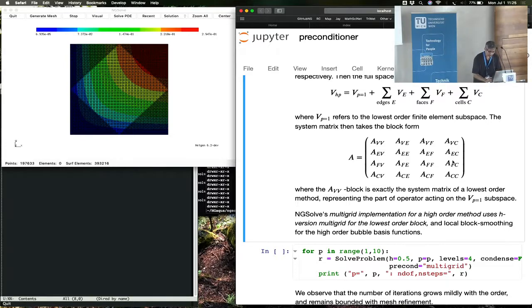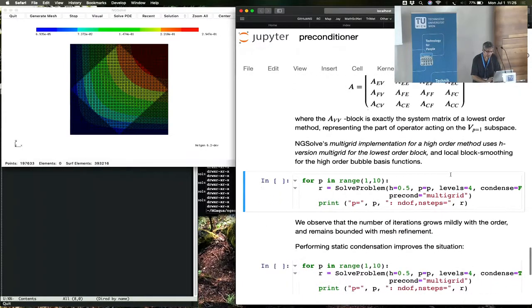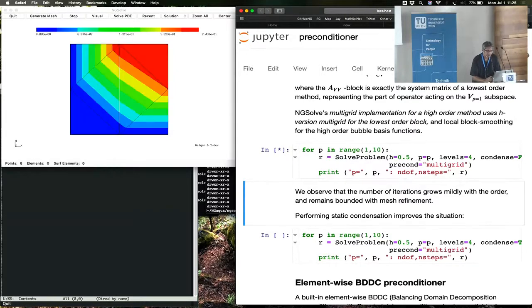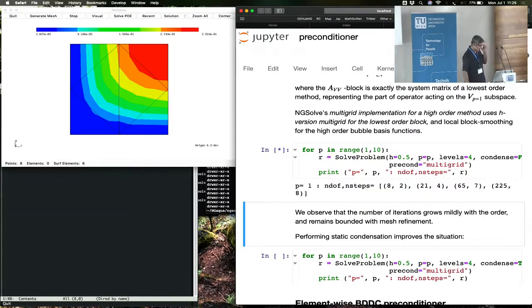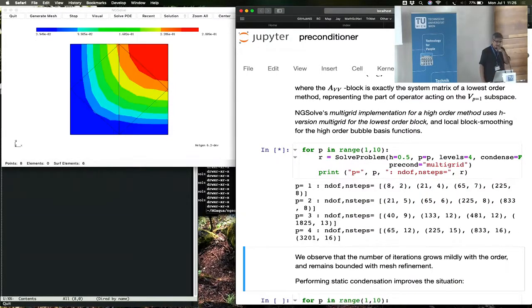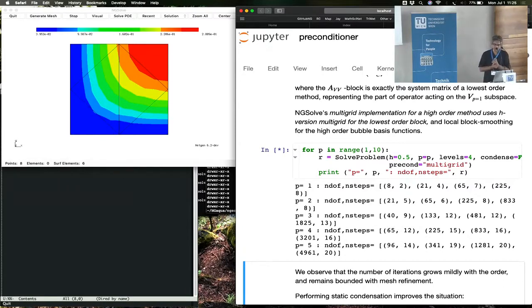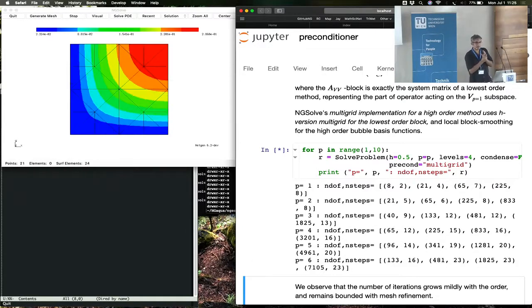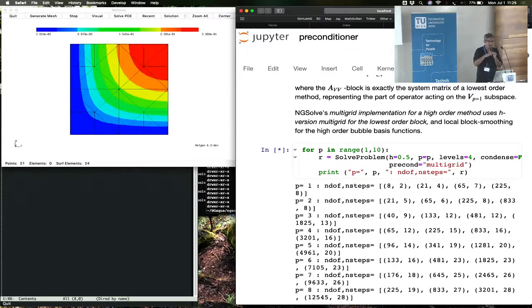All right, so with this in mind, what we should know about the multigrid implementation in NGSolve is that multigrid smooths at the finest level, but when it goes down to the next levels, it uses the lowest order block, and it only does multigrid for the lowest order block as we go down the levels.